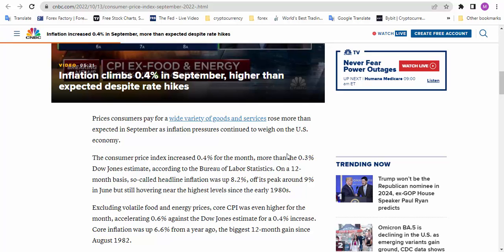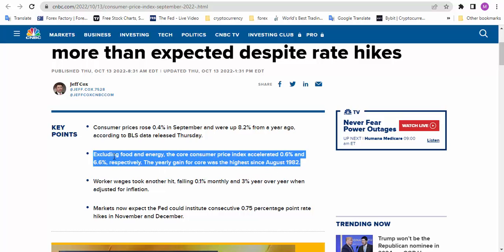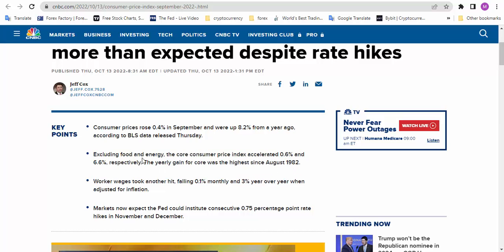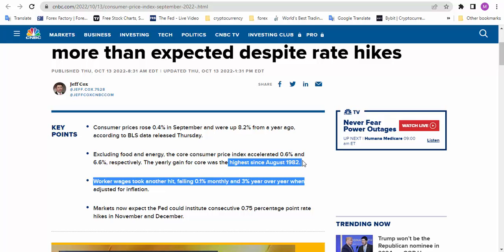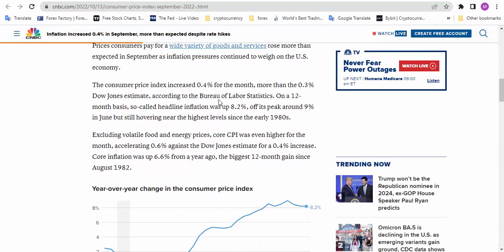Now, CNBC has reported that the CPI has risen 0.4% in September, more than the 0.3% Dow Jones estimated, to a 40-year high. Excluding food and energy, the core CPI accelerated 0.6% and 6.6% respectively. The yearly gain for core CPI was the highest since August 1982. And the inflation is 8.2%. It's still far from the goal of Federal Reserve, which wants to reduce inflation to under 2%.